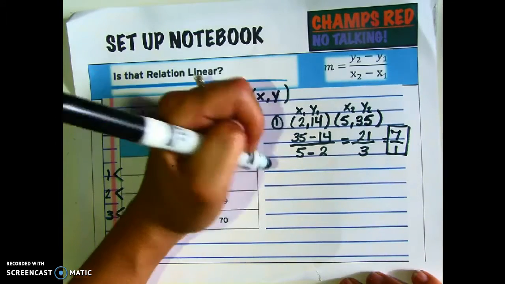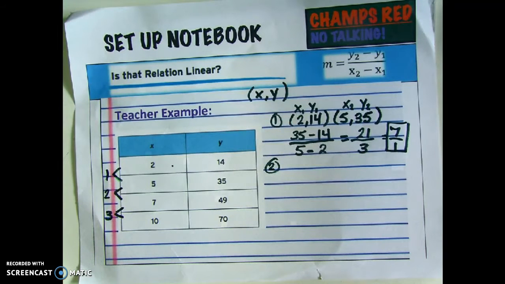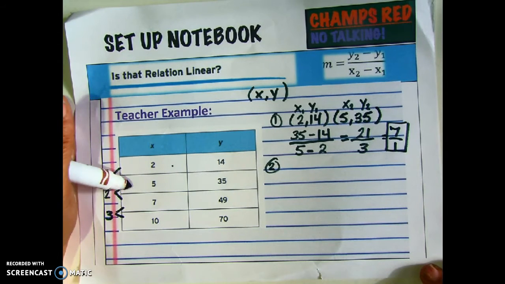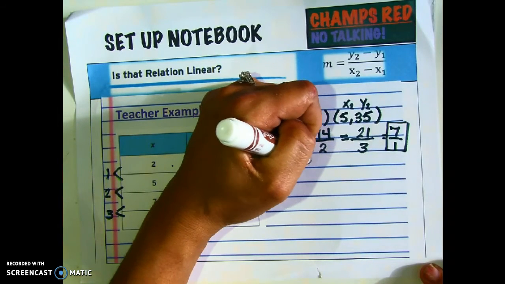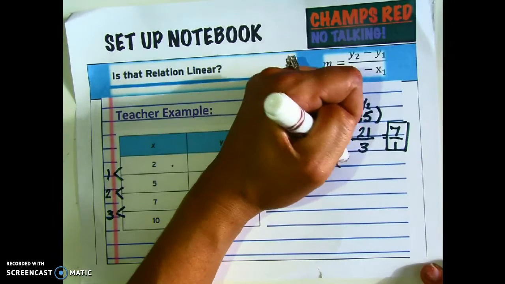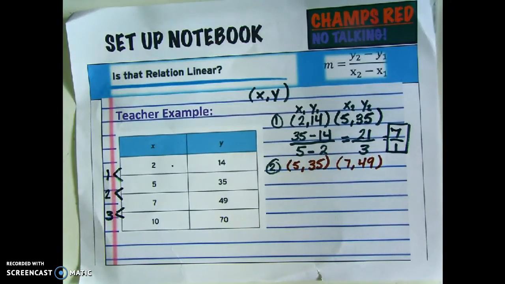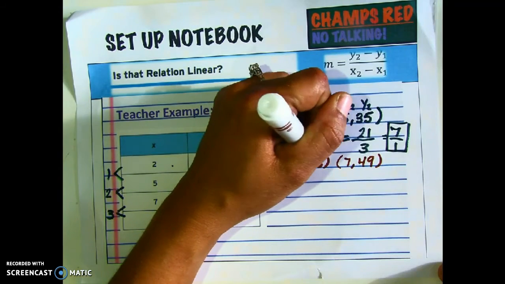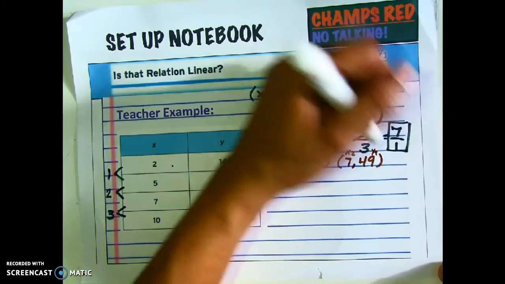Now I'm going to go ahead and check my second set, and I'm going to indicate this as 2. I'll use a different color. This line indicates that I'm using this ordered pair, which is 5, 35. And then the second set is 7, 49. Don't forget we need to label them again: X1, Y1, X2, Y2.